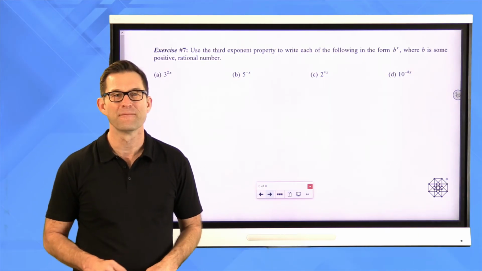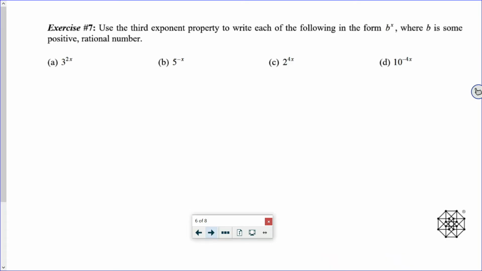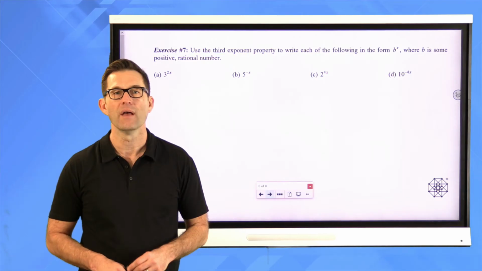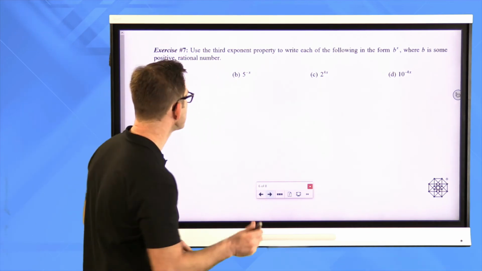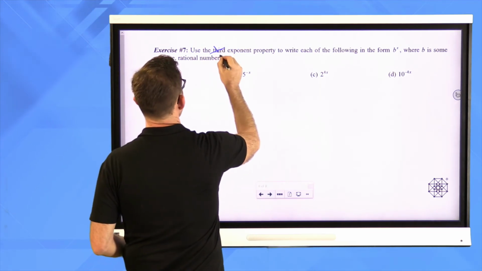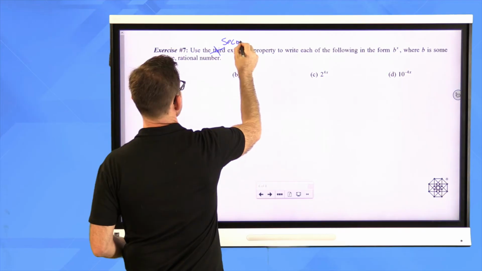Exercise number 7. Use the third exponent property to write each of the following in the form b to the x, where b is some positive rational number. Okay, so let's talk about this a little bit. And I apologize because this shouldn't say the third exponent property. It actually should say the second exponent property.